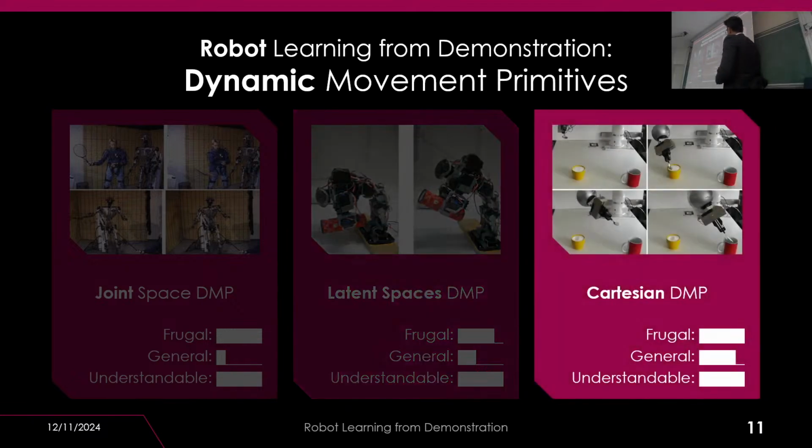Now, Cartesian DMPs, I believe, is the most fit option in this case, since the representation of the task is naturally over Cartesian space for the end effector to execute, represent, reconstruct the given task. So not only frugal and understandable, but also very general. What can we do to perhaps improve even more this method?